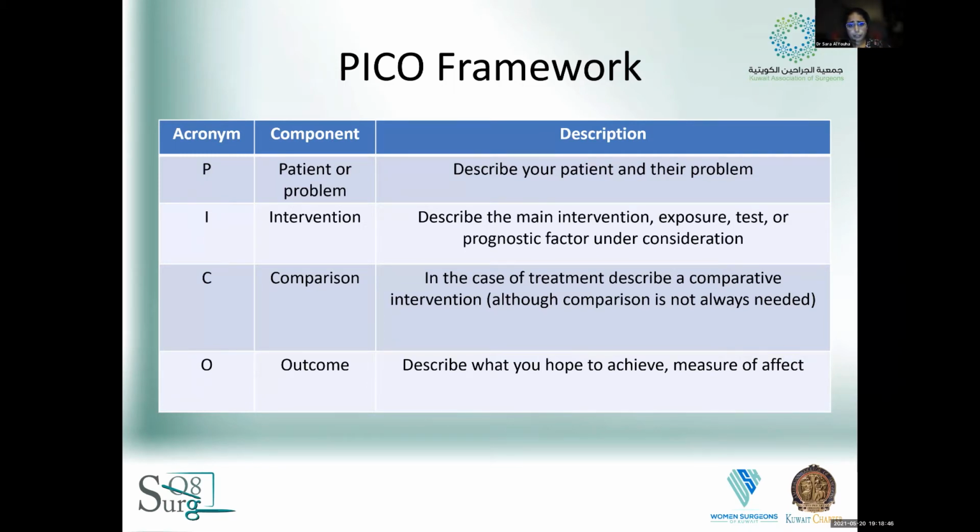I is for the intervention. So you describe the main exposure, test, prognostic factor that you're looking at. C is what's your comparison? What's your control group? You're comparing A to B, so what's the comparison? Not all research studies have comparisons, for example, if you're looking at case series, but it's worth thinking about. And lastly, O is our outcome. So what are we hoping to achieve? What's the effect we're measuring?